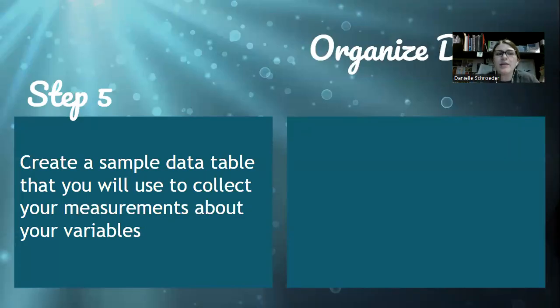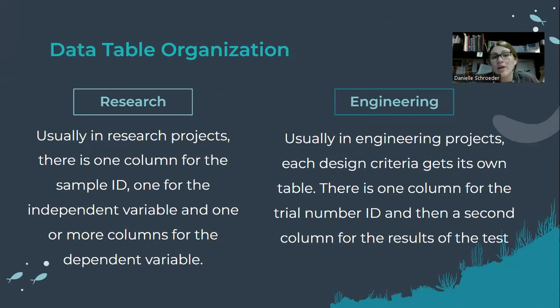In step 5, we'd like you to create a sample data table that you will use to collect your measurements about your variables. Generally speaking, in research, there's one column for the sample ID, one for the independent variable, and one or more columns for the dependent variable. That could be one giant table. We'll look at some examples. Usually in engineering projects, each design criteria gets its own table. There's one column for the trial number ID, and then a second column for the results of the test.